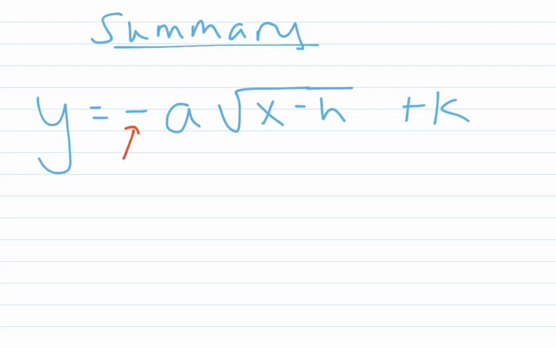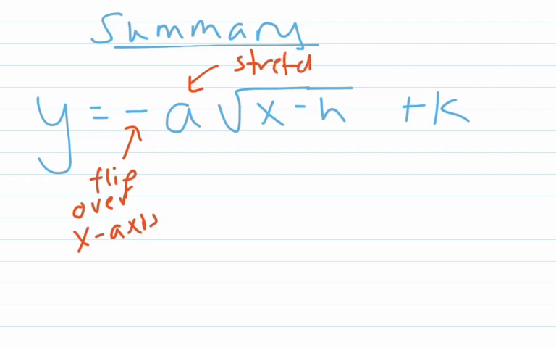If you have a negative out in front, it does flip it, but now you need to be specific that it flips it over the x-axis, okay? Before we would just say, oh, it flips it. But now we have to make sure we're indicating which flip it is. Now the A value, as before, is going to control your stretch or your compression. It's just really hard to draw it.